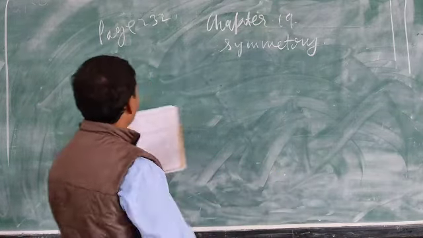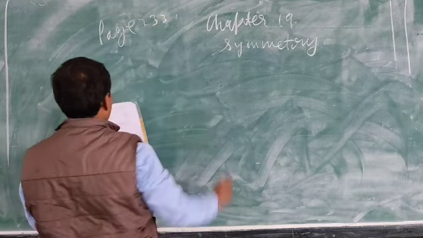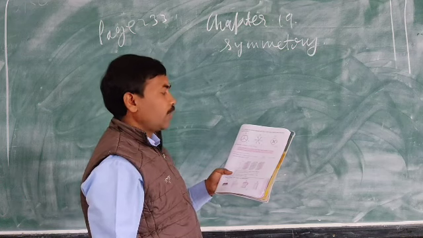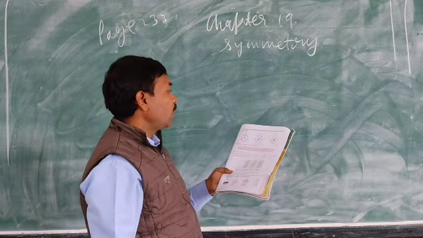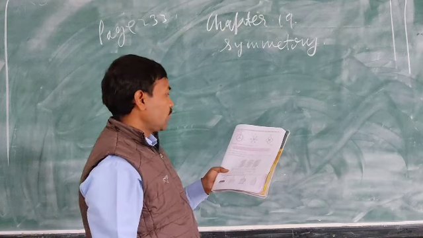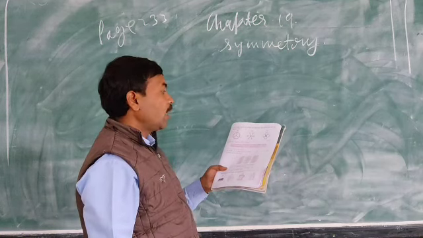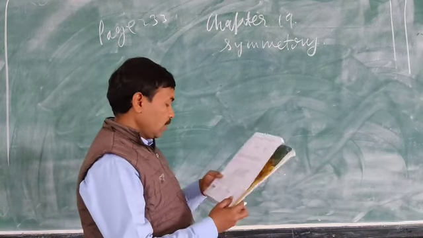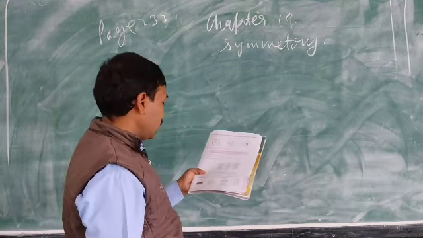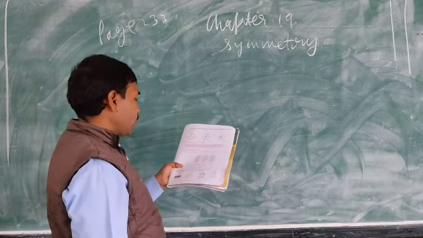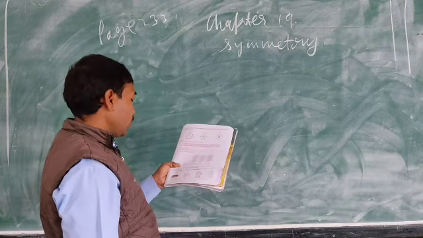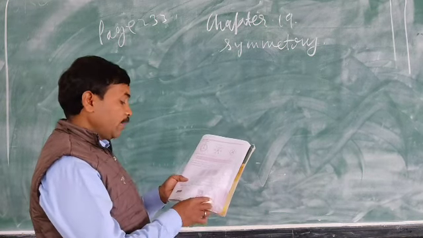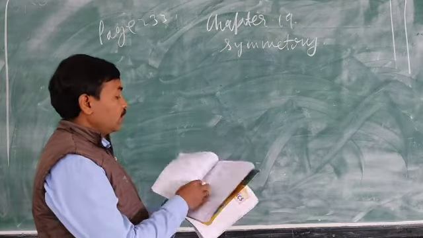And now page number 233. Here given, these shapes are turned through one whole turn. How many times will they look the same? So the first one looks the same 3 times, and the second also 3 times, and the third one 2 times. And on the same page, here given which of these shapes are symmetrical. So only the first and last one, that is first and fourth, are symmetrical, and the remaining 2 are not.